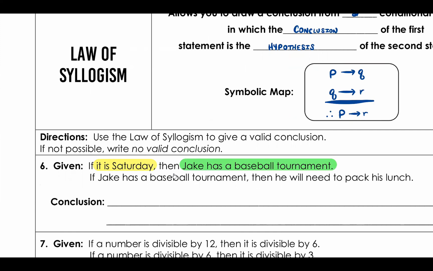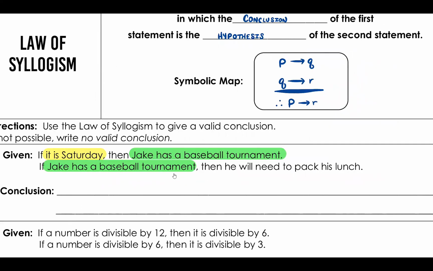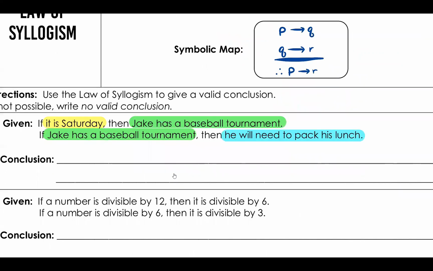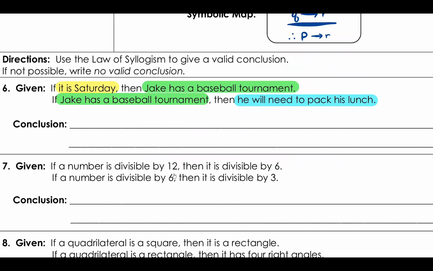Our next conditional statement. What's our new hypothesis? Jake has a baseball tournament. And then what's the conclusion we can draw from that? He will need to pack his lunch. So, does the conclusion of my first conditional and the hypothesis of my second one match? Yes. So we're going to write a new conditional statement leaving out the middle part. So what's that? What do y'all think?